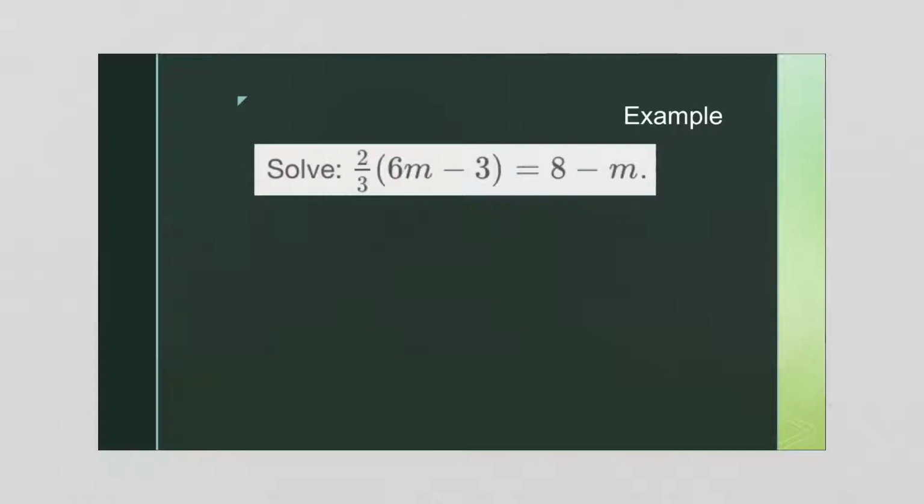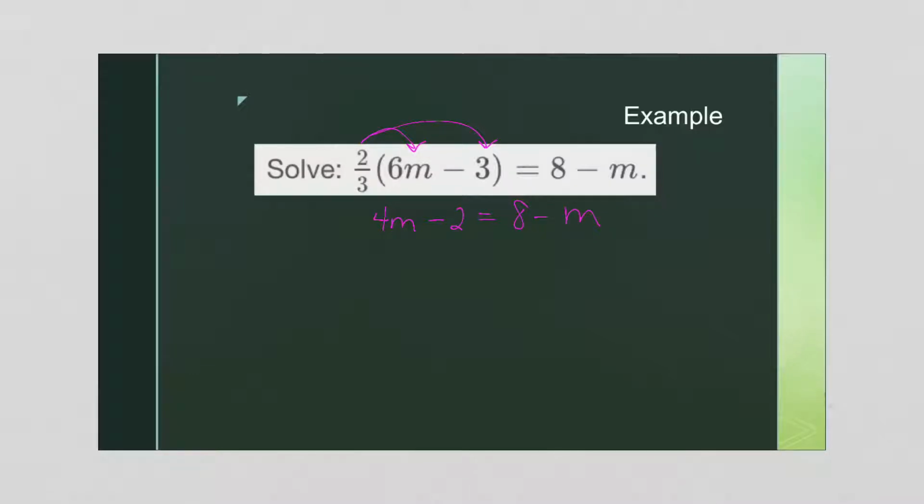All right, so again, we have a problem that we need to use distribution on. So 2/3 times 6m, I get 4m. If you don't believe me, use your calculator. 2/3 times a minus 3 is a minus 2. And now you have a constant term on the left side and on the right side. You have a variable term on the left side and on the right side.